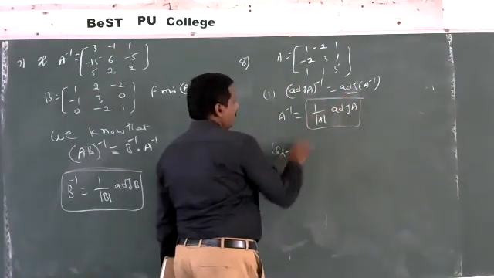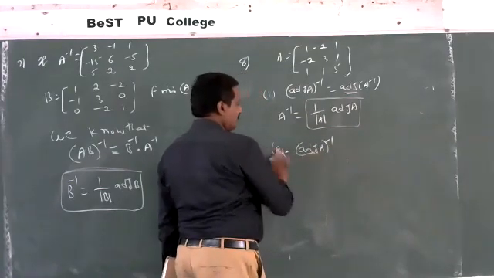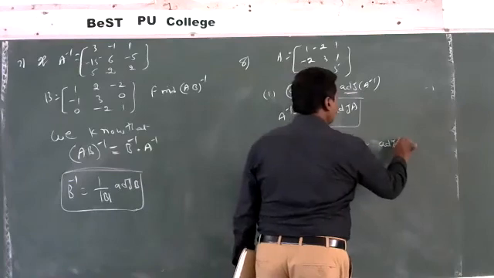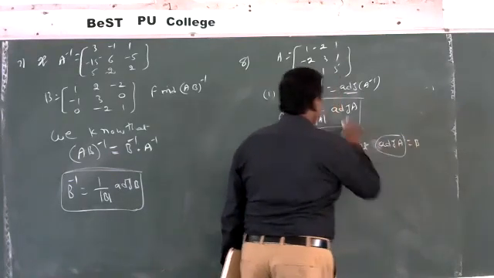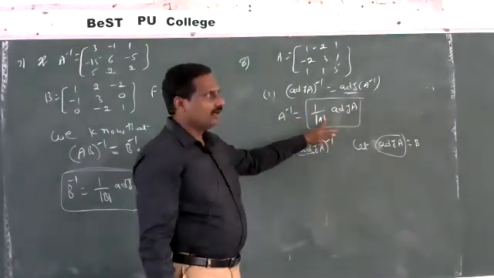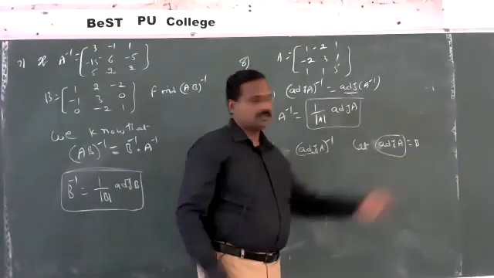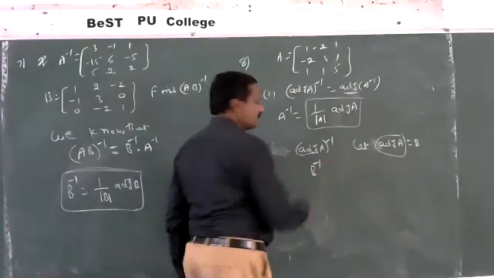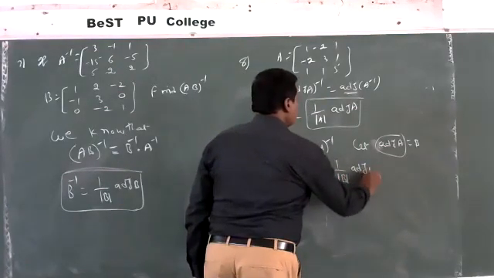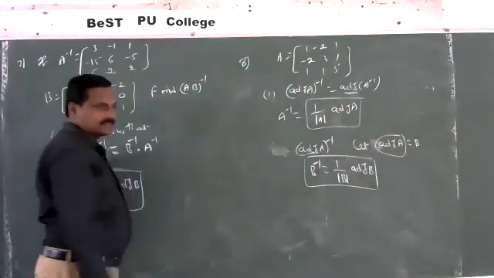Next, for the LHS, adjoint A whole inverse. Here let adjoint A equal B. Already here we got the adjoint A, because A inverse equals 1 by det A into adjoint A. Let adjoint A be B. Then you have to find B inverse. B inverse means again 1 by det B into adjoint B. Complete these two problems, 7th and 8th.